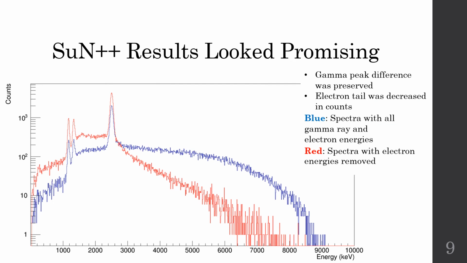So the spectrum results from Sun++ and the silicon detector looked a lot better than the previous detector setup. The electron tail for the red spectrum again is decreased in counts, showing that we are removing electrons again. And here, instead of having that third peak decrease, we actually had all 3 of the gamma peaks increase. This kept a difference of about 4,000 counts between those first 2 and that third peak. So this shows that the Sun++ and silicon detector setup allows us to remove these electron energies while still preserving this gamma ray peak difference.